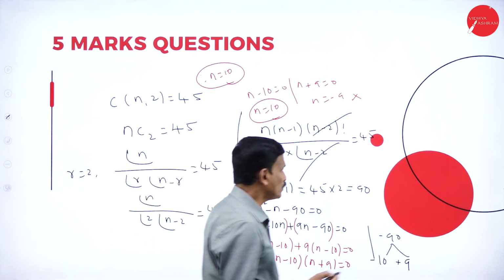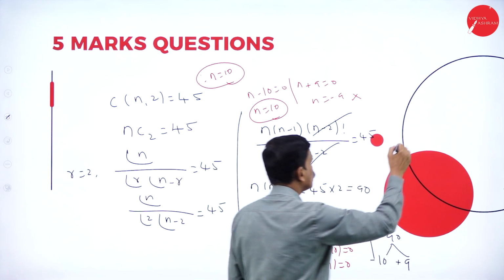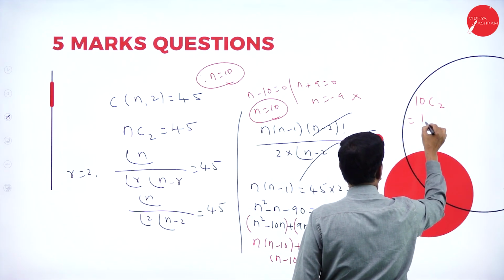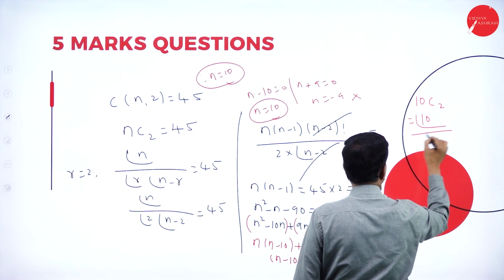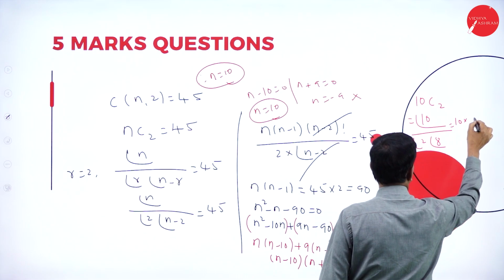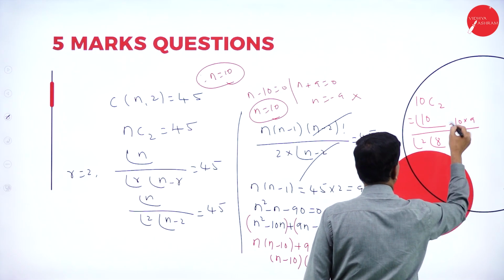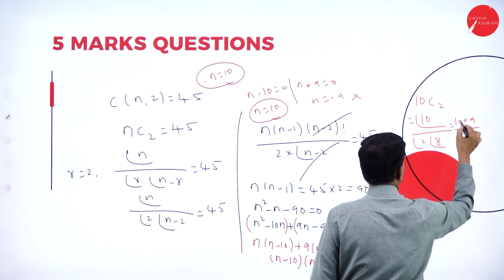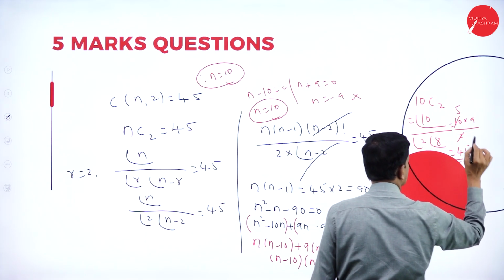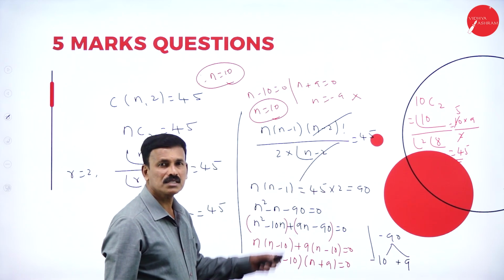That's it. If you want, you can verify. So, if you want, put n is equal to 10. So, what is 10C2? 10C2 is nothing but 10 factorial divided by 2 into (10 minus 2) is 8 factorial. So, this is 10 into 9 divided by 2, 8 factorial gets cancelled. 2 5s are 10, that is 9 5s are 45. That's it. So, the answer is correct.